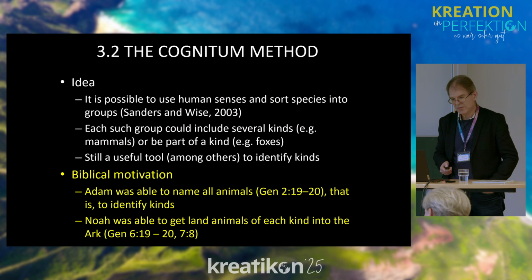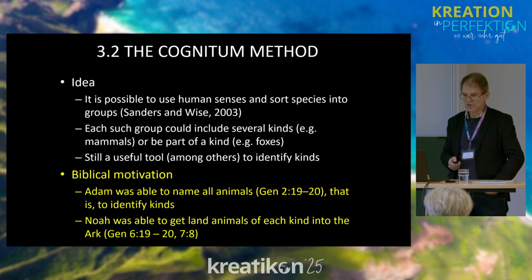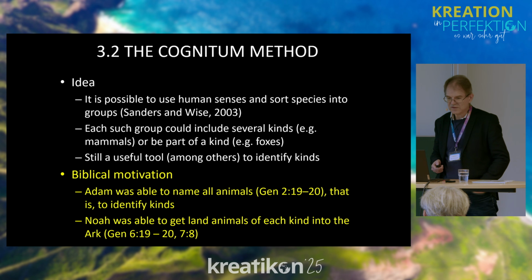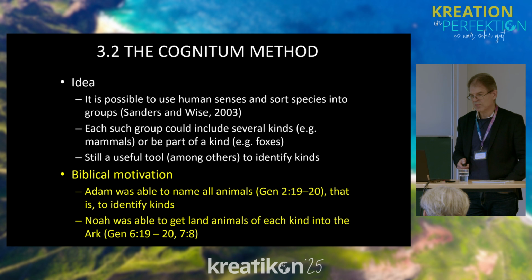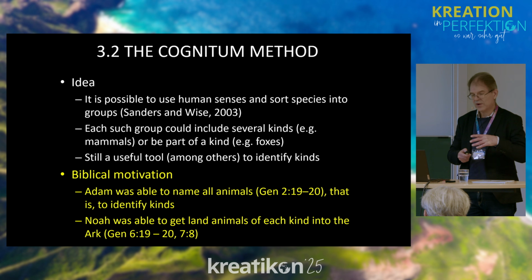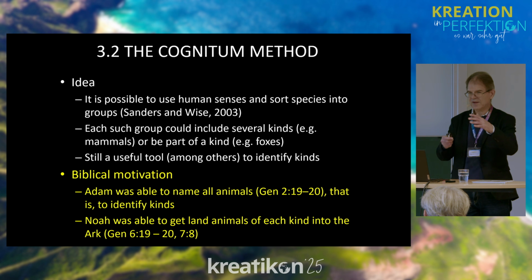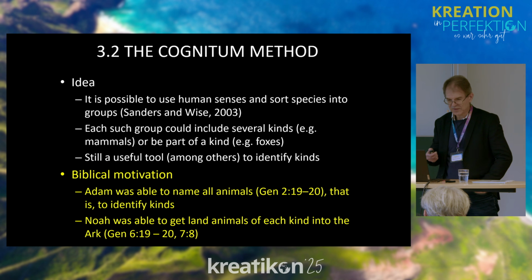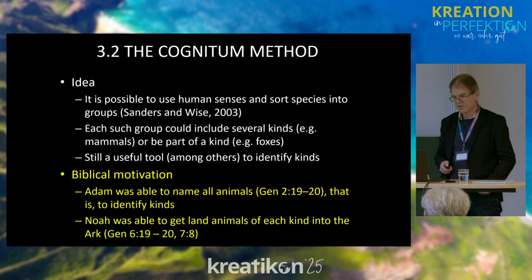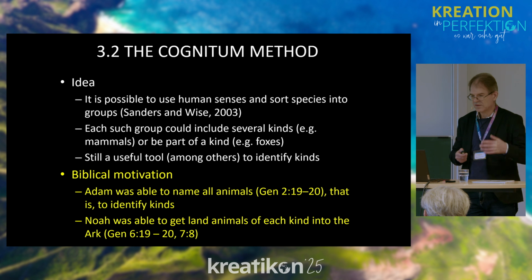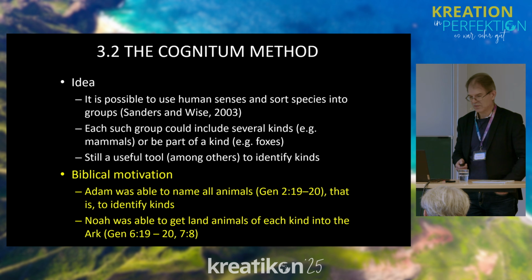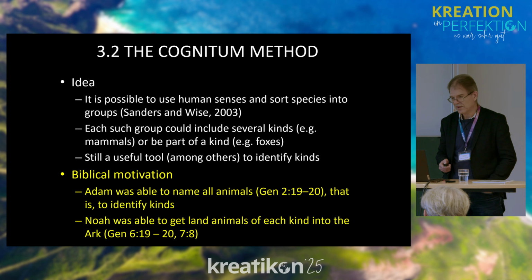And let us give a biblical motivation for using human senses to sort species into kinds. We read from Genesis chapter 2 that Adam was in fact able to name all animals. And since at that time all animals corresponded to different kinds, we had not yet had any speciation. He was able to identify kinds. Similarly, Noah was able to get animals of each kind into the ark. That suggests that he was able to recognize them. And since we are descendants of Noah, we probably can do this as well.